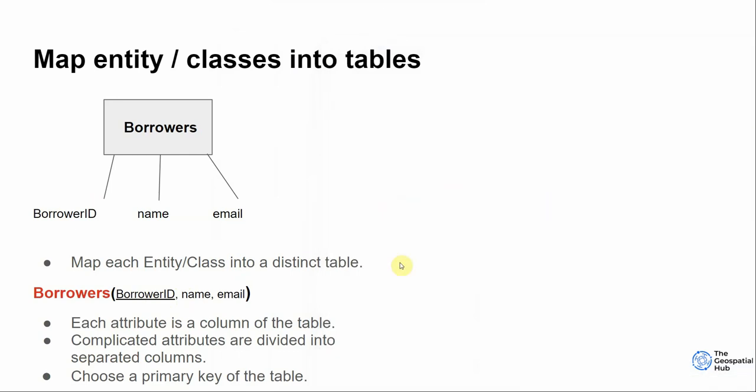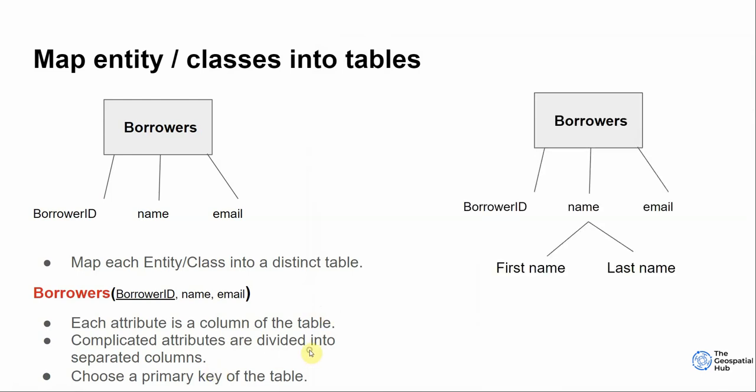Then the next thing is for complicated attributes, we have to divide them into separate columns. And finally, we choose a primary key. So for example, sometimes we have a complicated attribute. For example, we have name. So instead of having name in just one column, we have to create another column, because it's a complicated attribute.